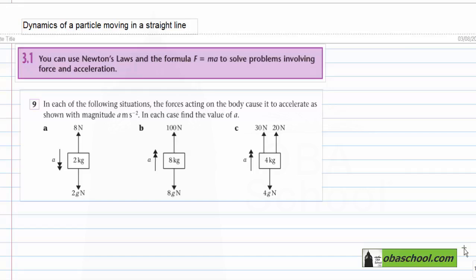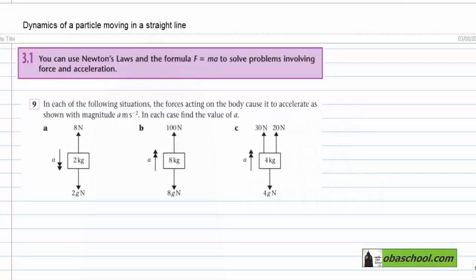Hello guys! We continue solving examples and exercises involving particles and objects with externally applied forces and acceleration, which are solved based on Newton's laws of mechanics. This is exercise number 9 of page 41 that states the following.